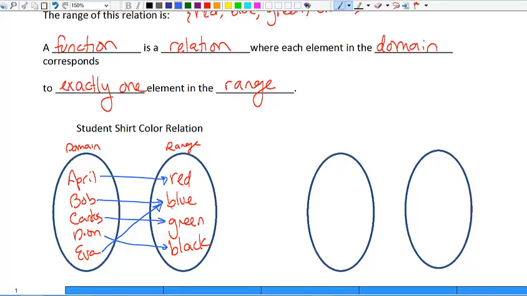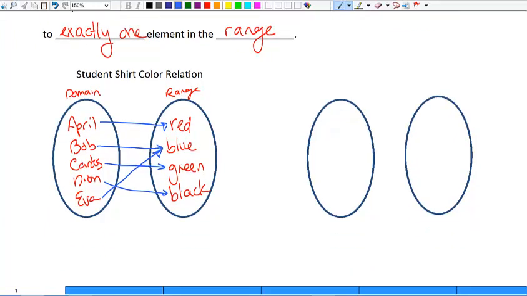So let's look at the definition of a function. A function is a relation. Well, this is definitely a relation of the student shirt color, but is every element in the domain corresponding to exactly one element in the range? April only has one shirt, that's red. Bob only has one shirt, that's blue. Carlos has one shirt, and that's green. Dion has one shirt, and that's black, and Ava has one shirt that is blue. So this definitely is a function. So I'm going to say yes, it is a function.